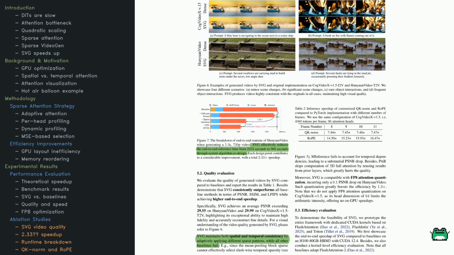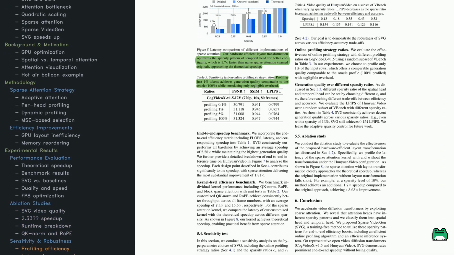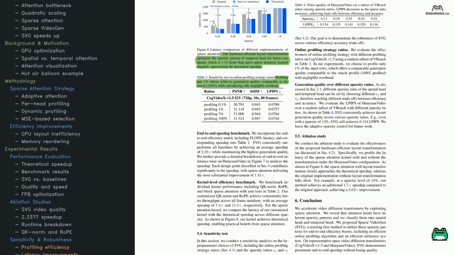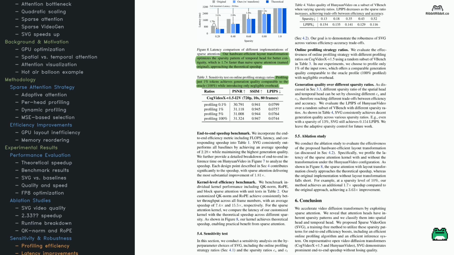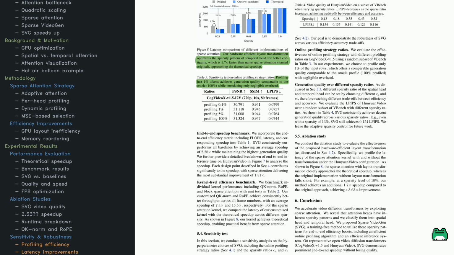It keeps attention sparse in the right places, reorganizes memory for better GPU efficiency, and applies FP8 quantization to squeeze out even more performance. The results prove that it can match full attention models in quality while being much more efficient. Speed matters, but not if it comes at the cost of video quality. That's where SVG's online profiling strategy comes in. Instead of wasting computation on every token, it analyzes a small subset and determines the best sparse pattern dynamically.